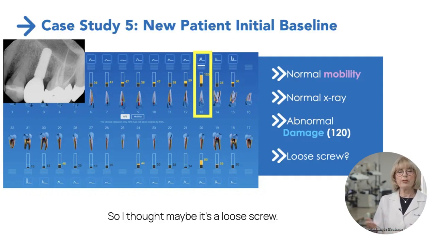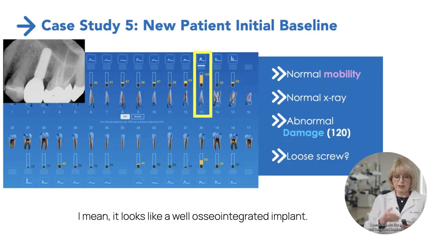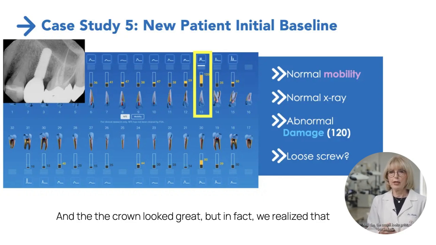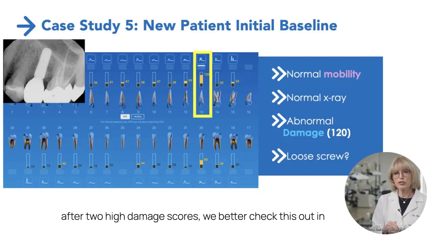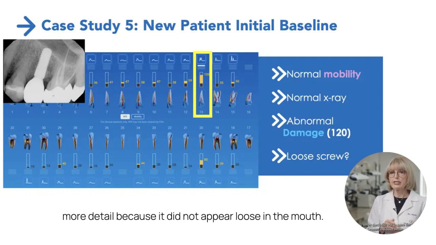So I thought maybe it's a loose screw. I mean, it looks like a well osseointegrated implant, and the crown looked great. But in fact, we realized that after 2 high damage scores, we better check this out in more detail because it did not appear loose in the mouth.